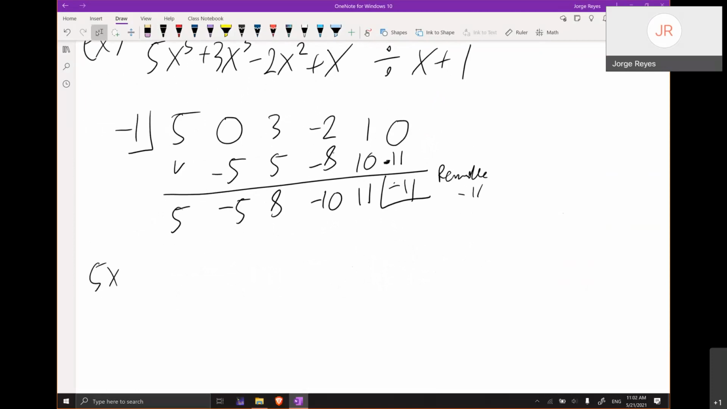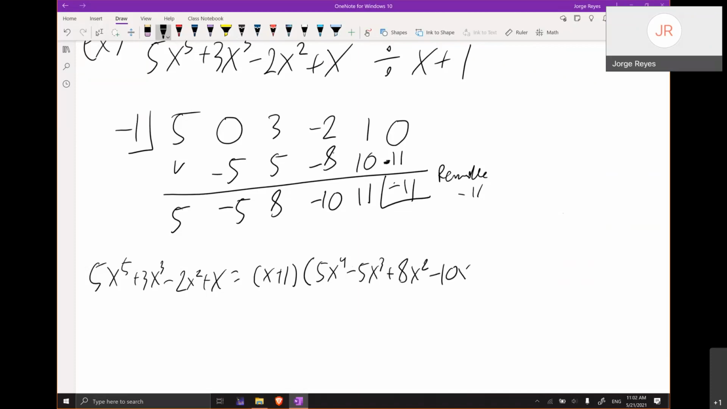5x to the 5th plus 3x cubed minus 2x squared plus x, divided by x plus 1. My answer: 4x to the 4th minus 5x cubed plus 8x squared minus 10x plus 11, and then the remainder is -11. Okay.